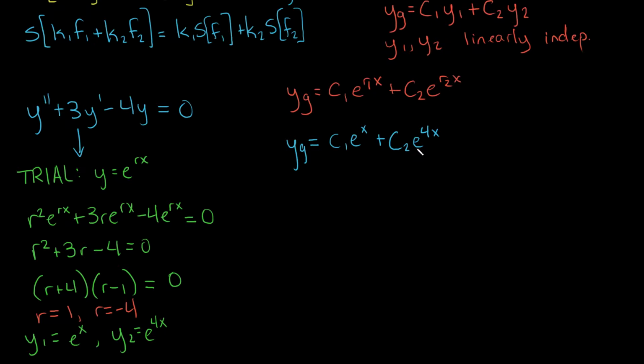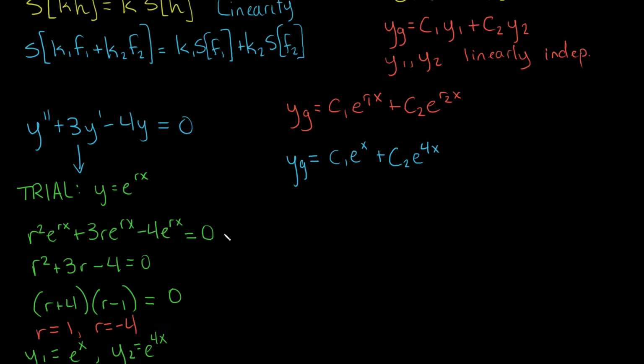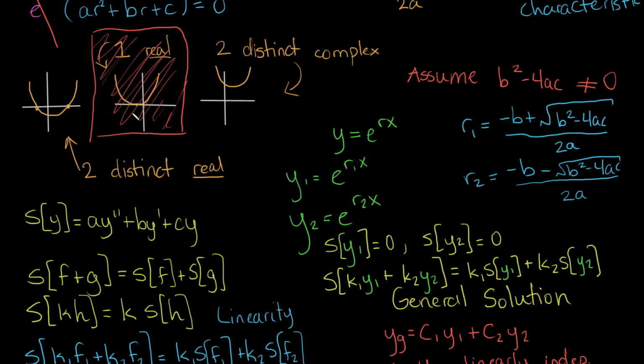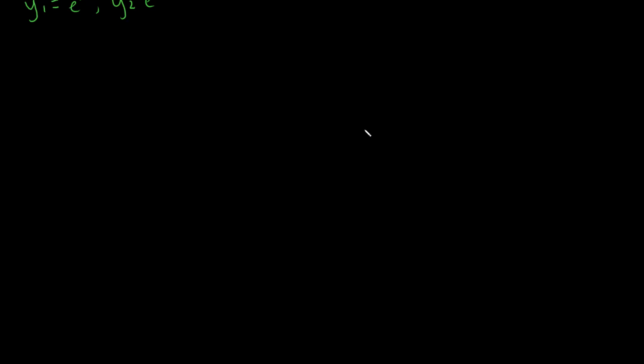This is the general solution, but let's see what happens when we have an equation where we have two solutions to the characteristic equation that don't give us linearly independent solutions to the differential equation. And if you remember, this is the one real root case where we don't have distinct roots. So that's going to be the subject of this video.